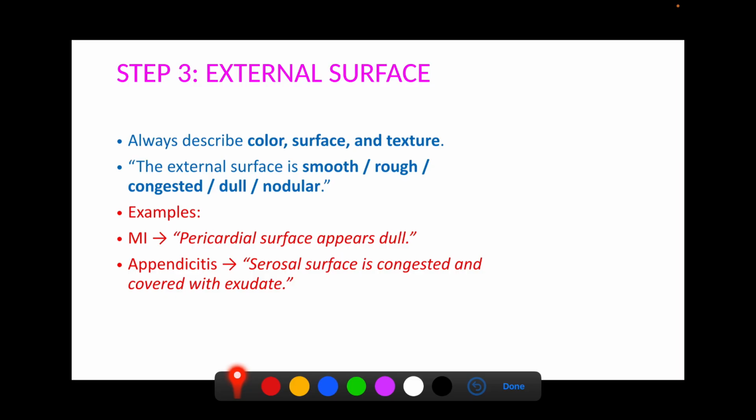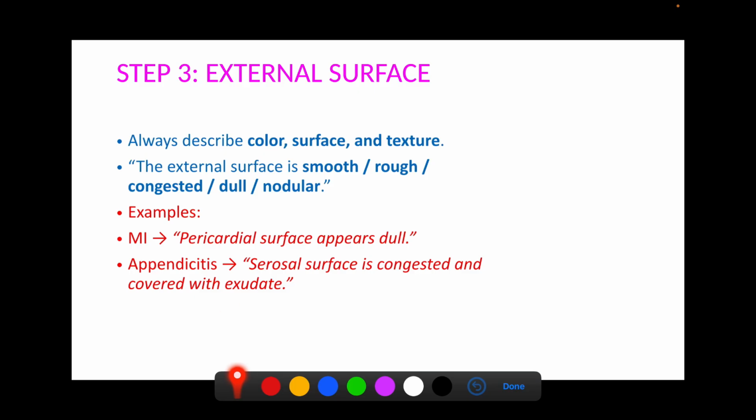Now step 3, external surface. Always describe color, surface and texture. The external surface is smooth or rough or congested or dull or nodular, according to the organ. You have to see the external surface and you have to use that terminology.